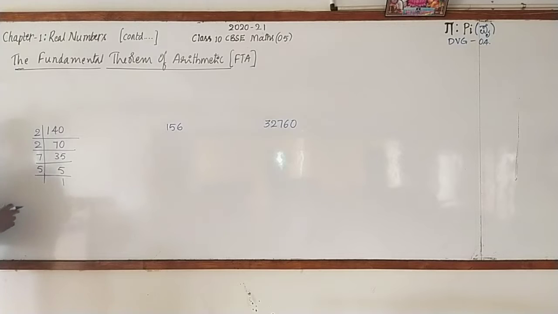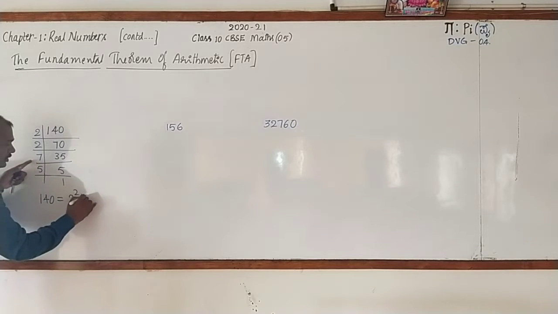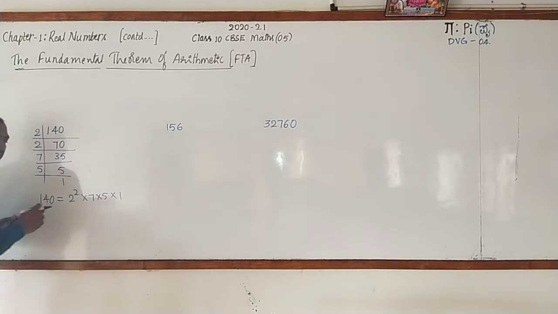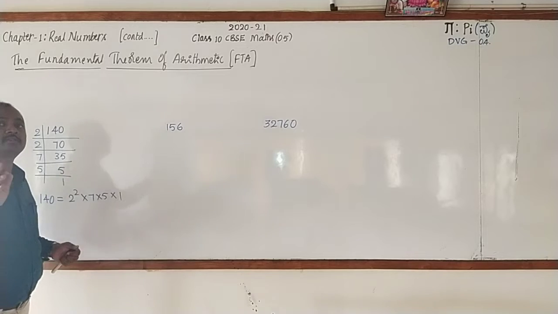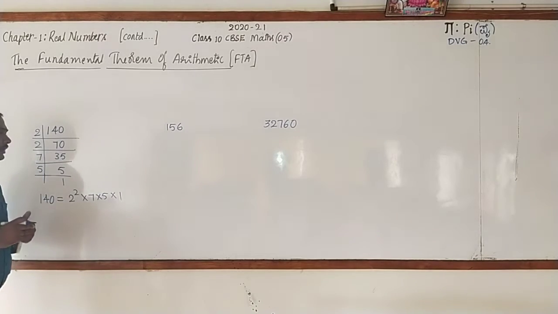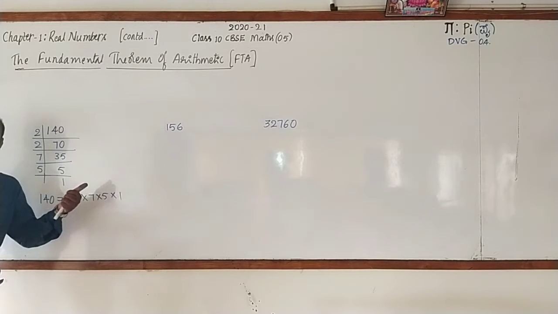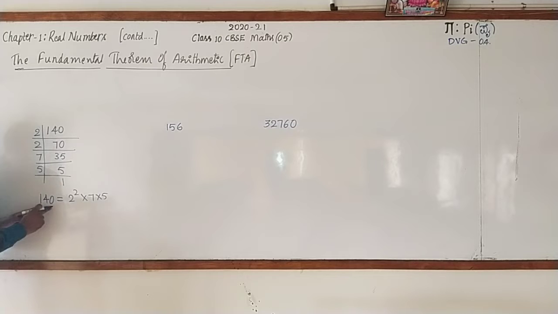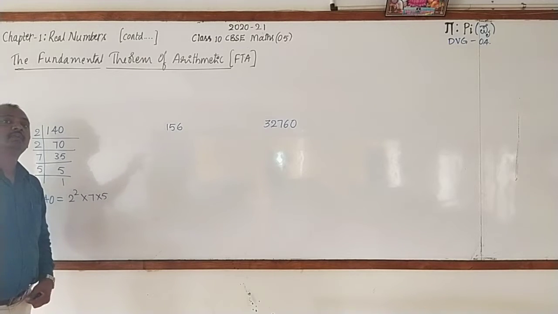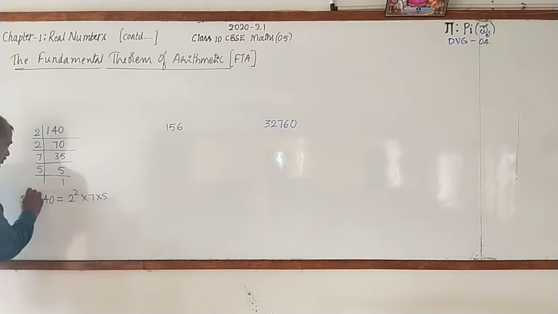5 ones are 5. Now 140 can be written as 2 square, 2 repeated how many times? 2. Then 7 into 5 into 1. If you write like this, it is just factorization. What is factorization? The method of expressing the given number as the product of its factors. But here, you are going to express the given number as a product of its prime factors. That is what we call prime factorization. That means the factors should be only primes. Hence, I won't consider 1. So, this is the prime factorization of 140. Clear? The method of expressing the given number as the product of the prime factors is called prime factorization. So, this is one such example. Here, it is not necessary to write 1 at last.